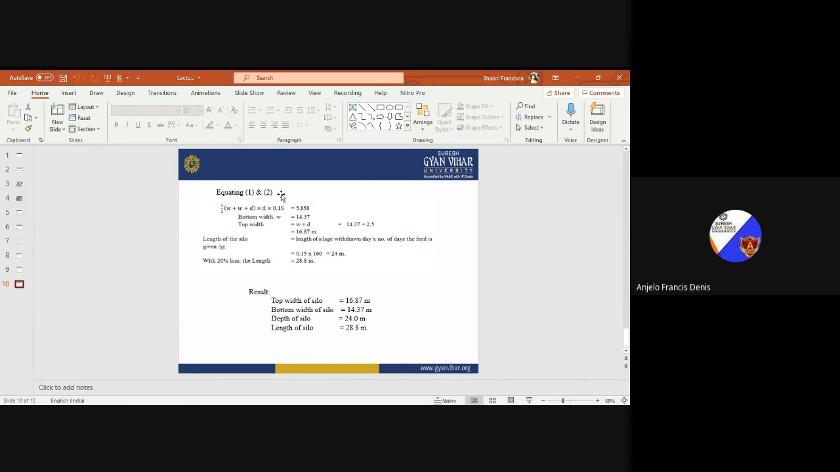So now by equating equation number 1 and 2, using the same formula, we get bottom width of 14.37, and top width of W plus D, that is equal to 16.87 meter, and the length of the silo given per year with 20% loss of length. So the result will be: top width of silo 16.87 meter, bottom width of silo 14.37, length of silo 24, depth of silo 2.5 meters.